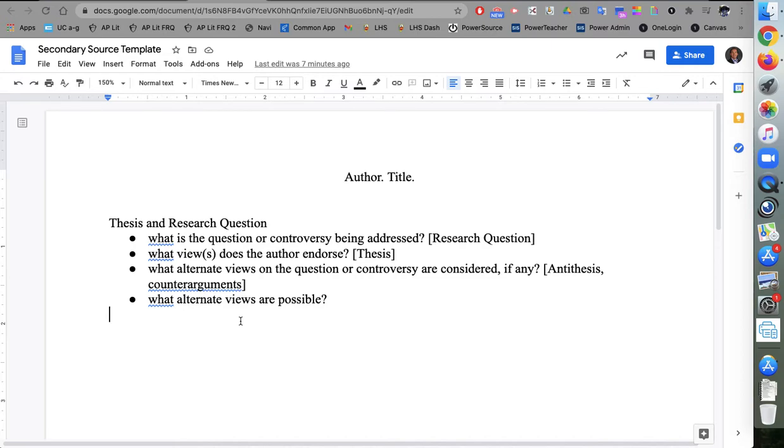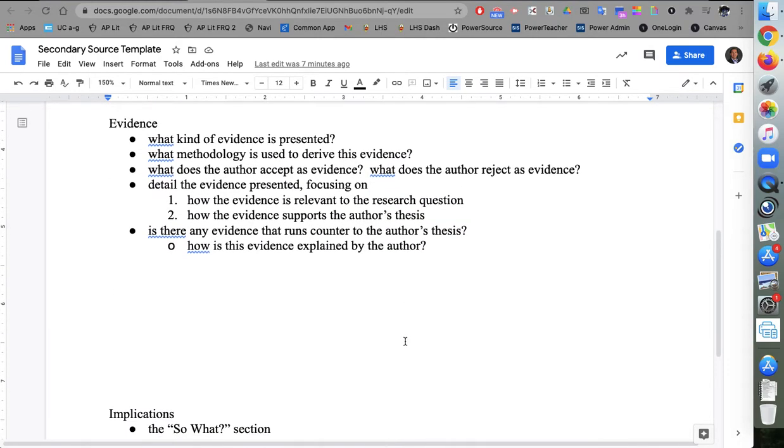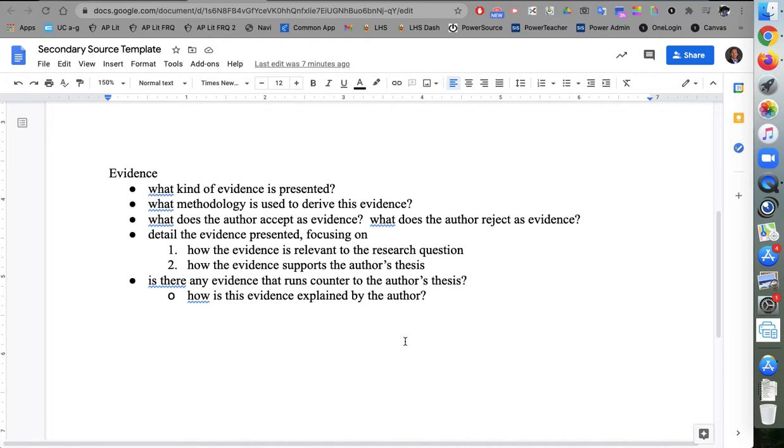Okay? So that's your top third, gentlemen. There's three things you need. You need a research question, a thesis, and an antithesis. And remember, that's all for the secondary source, not your research question, thesis, and antithesis, but the source's. Okay? All right. The second section, the middle section, is the evidence section.